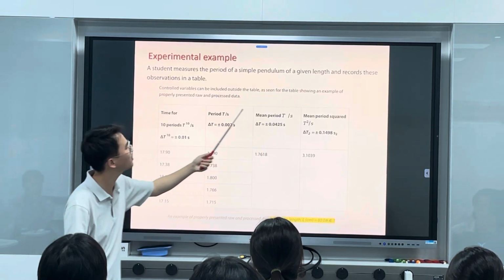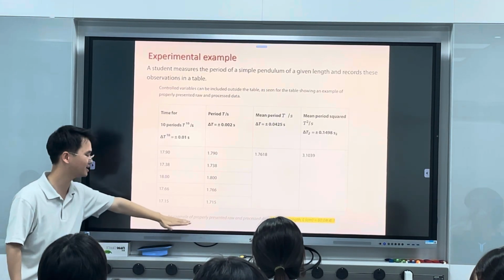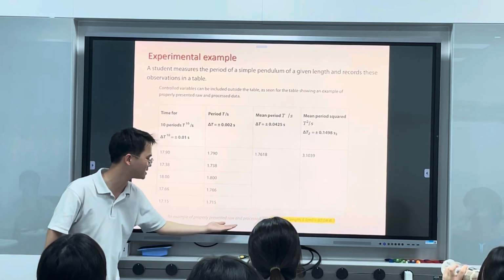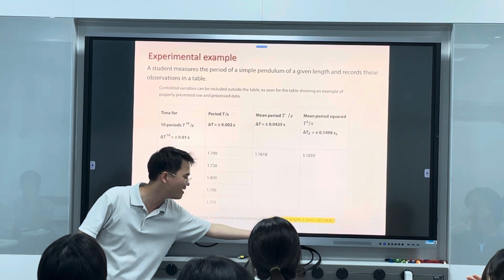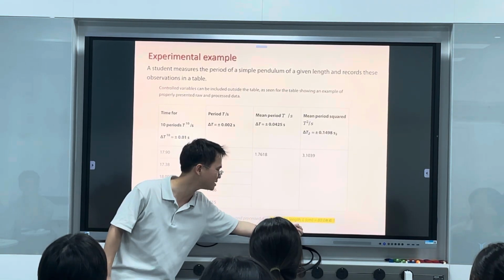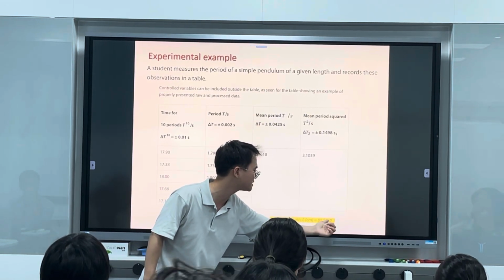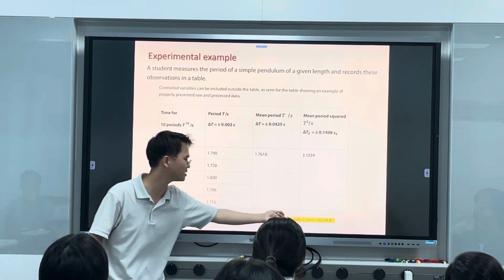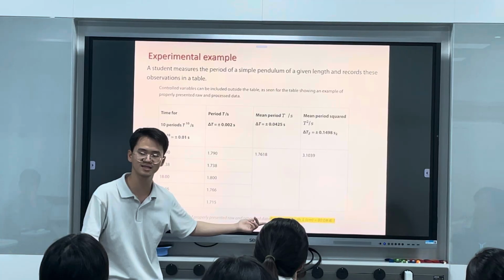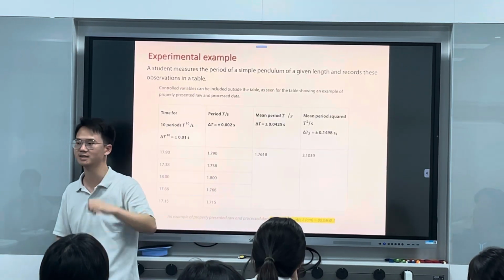As seen from the table showing an example of properly presented raw and processed data, there's a line under the table. It says an example of properly presented raw and processed data with pendulum length L, brackets units centimeter, equal to 80.0 plus minus 0.1. So the uncertainty of the length is 0.1 centimeter, and the best estimate of the measurement of the pendulum length is 80.0 centimeter.